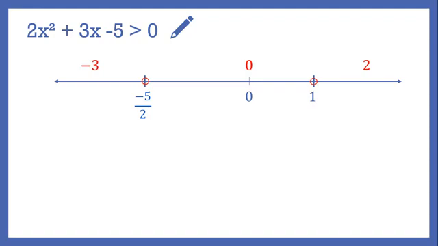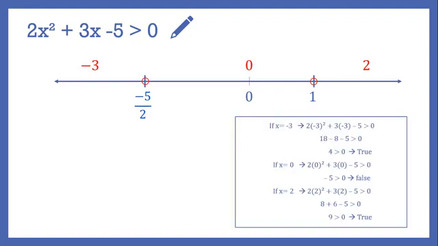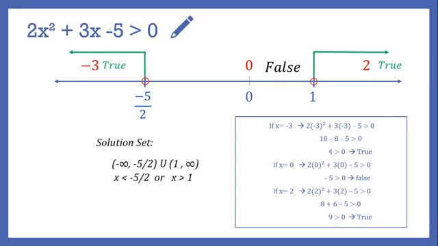For the computation, if we use x equals negative 3, it produces a true statement. If we use x equals 0, it produces a false statement. And if we use x equals 2, again, it produces a true statement. Therefore, the left and the right side intervals are the solution or the solution set. So, these are now our solution set.